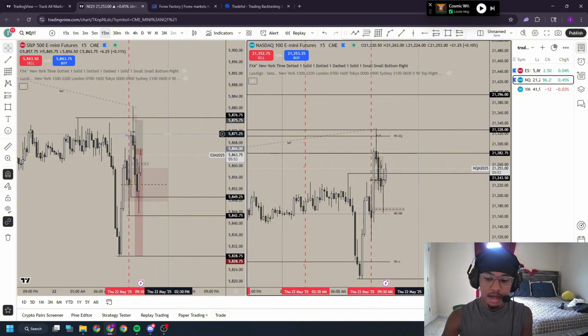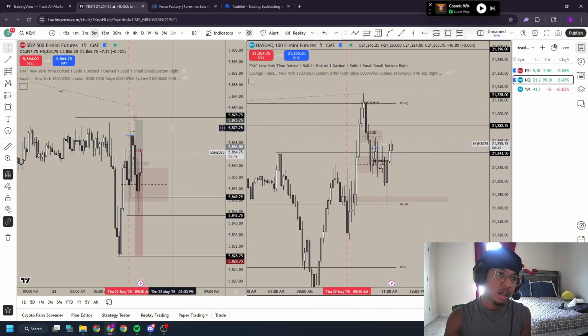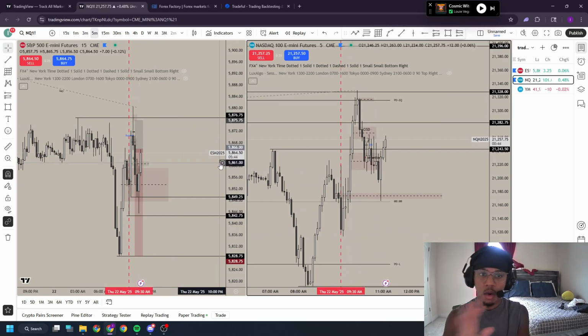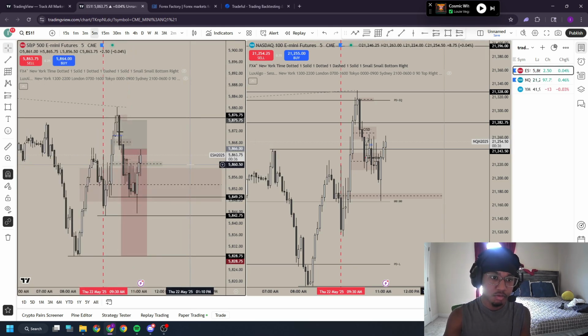So with that in mind, we scrolled on to the 5 minute. I kept the 15 minute on ES and the 5 minute on Nasdaq because they're correlating pairs, so I wanted to see what we were going to do. We ended up creating a breaker block on Nasdaq, and we did nothing on ES, just really consolidating. Bro, this consolidation was disgusting in my opinion.